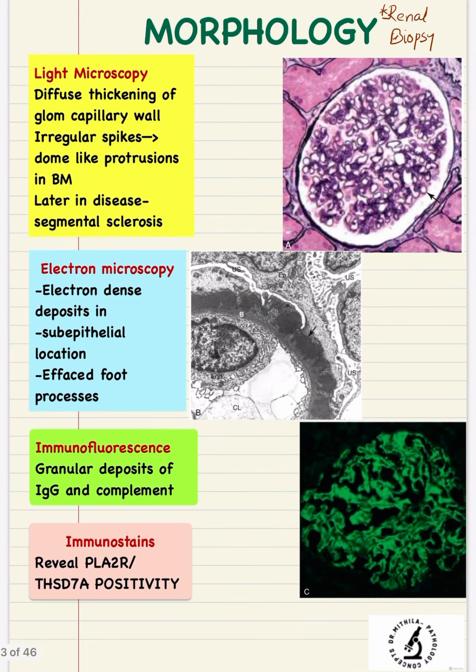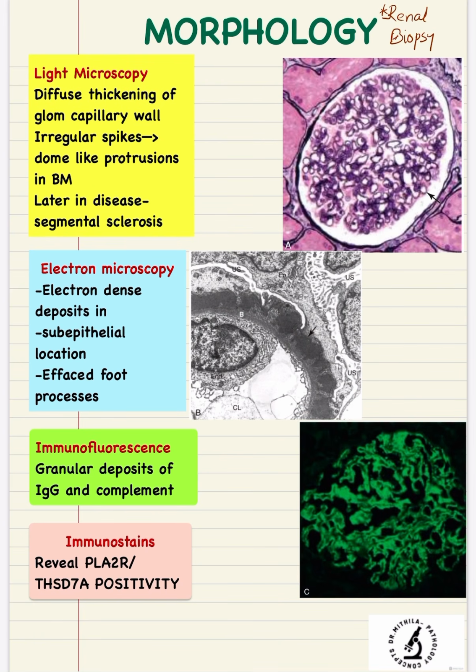Now next we come to the morphology. For a diagnosis of membranous nephropathy, the renal biopsy is needed, and with the renal biopsy we can perform tests like light microscopy with the H&E stain, then electron microscopy, immunofluorescence, and we can also do immunostaining on a renal biopsy. In light microscopy we can see the diffuse thickening of the glomerular capillary wall.